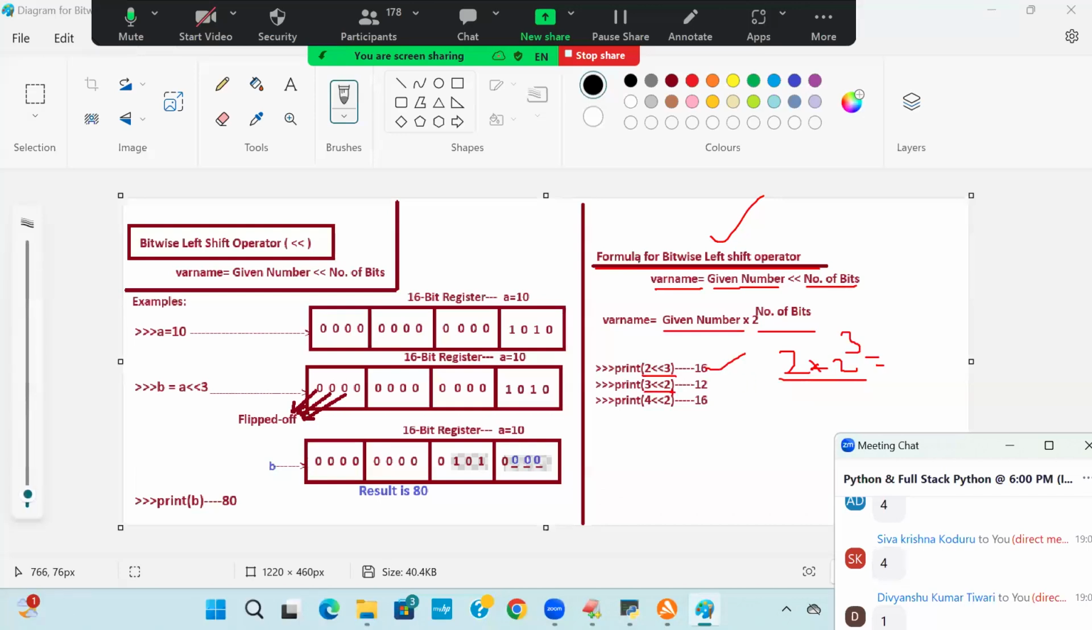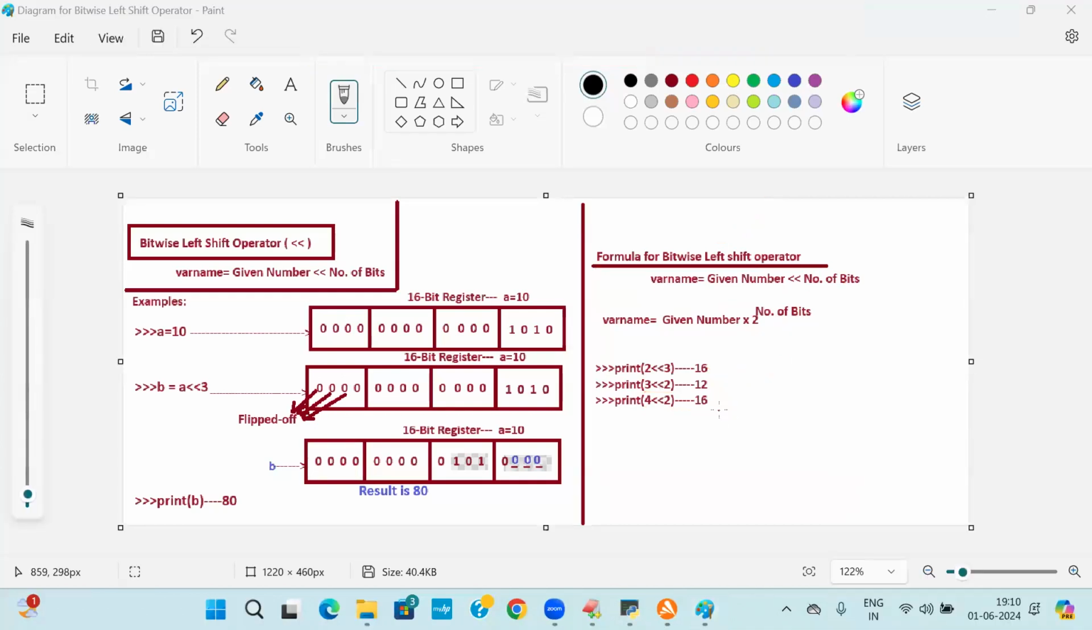3 double less than 2: 3 into 2 square, 4. 3 into 4 is 12. 4 double less than 2: 4 into 2 square is what? 16. Got it? Any doubt?